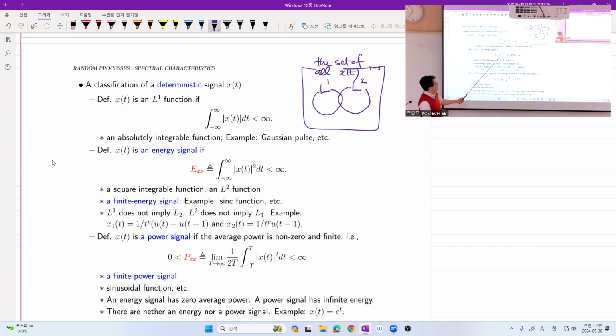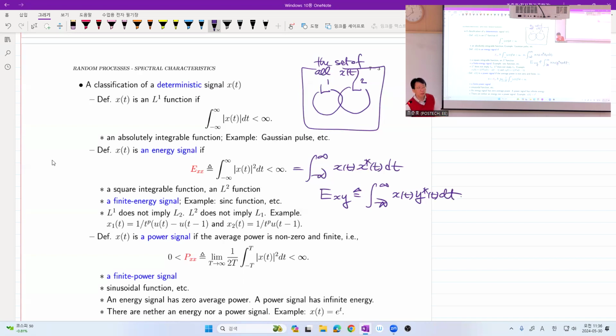By the way, this is denoted by E sub xx, the energy of x, right? The reason why we have two x's is that we later want to consider cross energy, defined as the integral of x of t times y conjugate dt. Got it? Anyway, so here goes the third one.